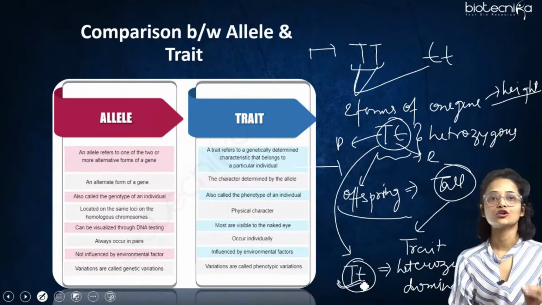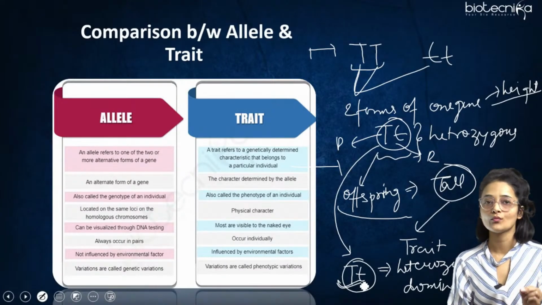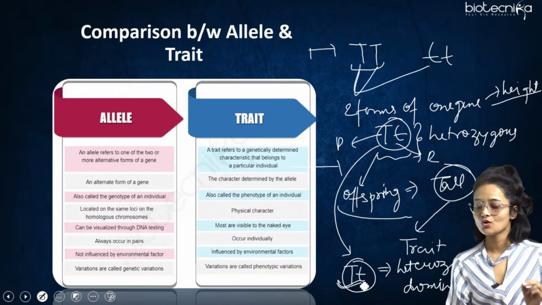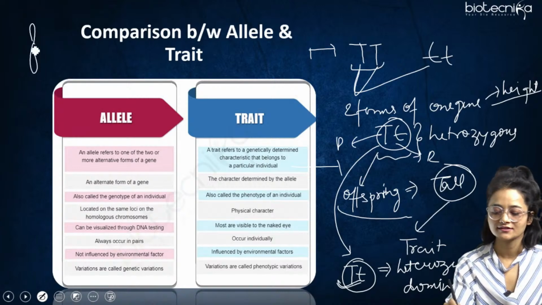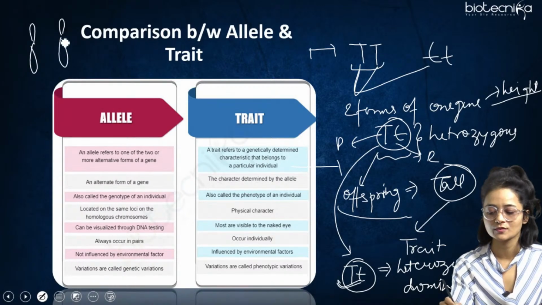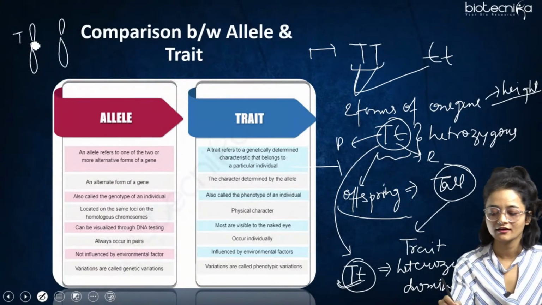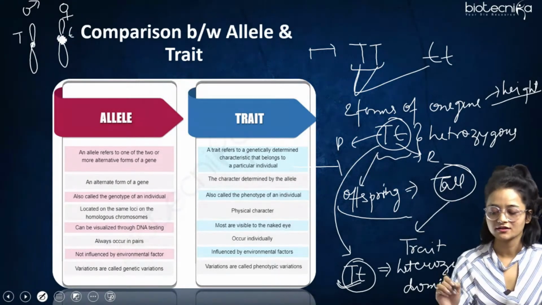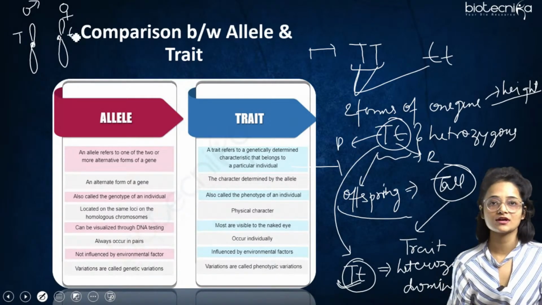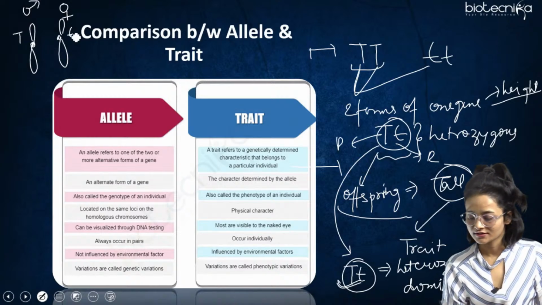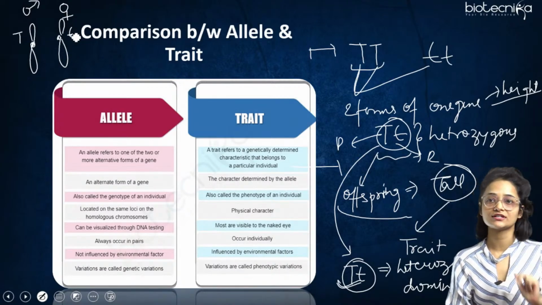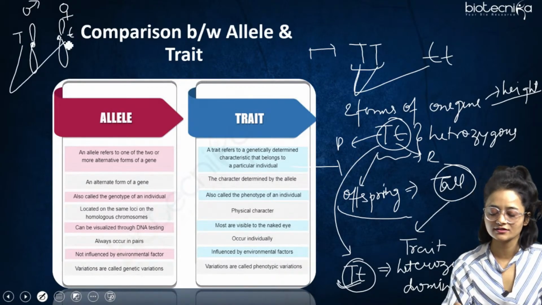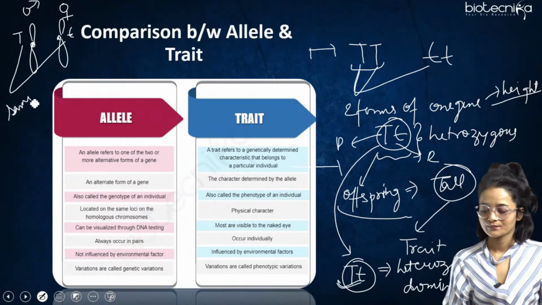Then allele is located on the same loci on the homologous chromosomes, right? Two homologous chromosomes from both the parents. This is one chromosome, this is the second chromosome. So here would be capital T in the male parent, and here would be the small t in case of the other parent, right? So these are the two homologous chromosomes in which, in the same loci, two different alleles are present for the same character. The character remains the same right here.